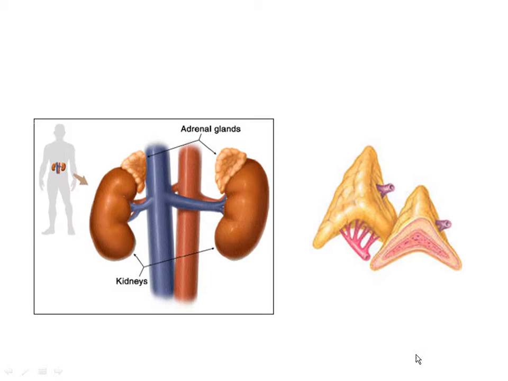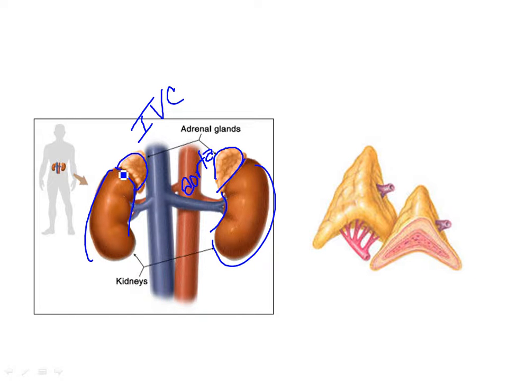We'll start first with just a reminder of where the adrenal glands are located. Of course, here we have the inferior vena cava and the aorta. Okay, so we are in the abdominopelvic cavity, and you have your right and left kidneys, and sitting on top of and somewhat medial to the kidneys, you have your two adrenal glands.